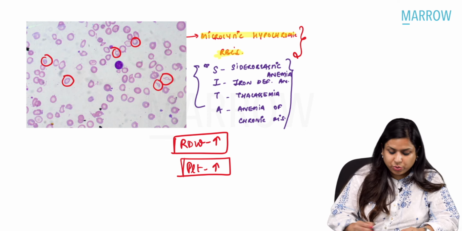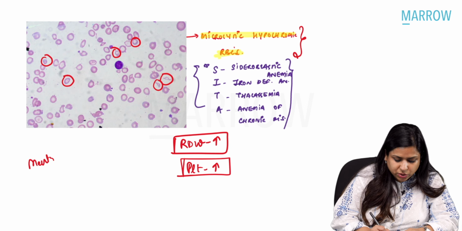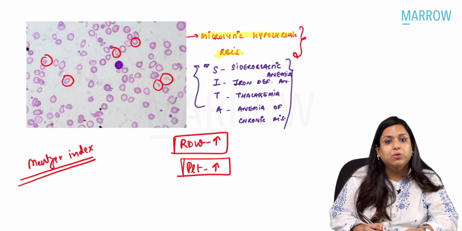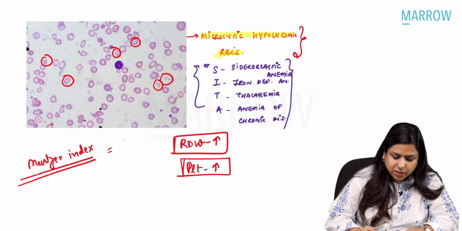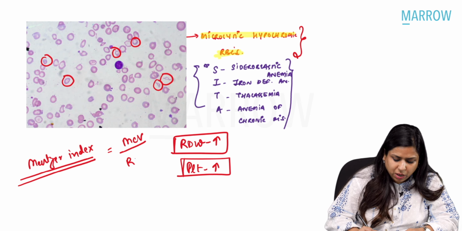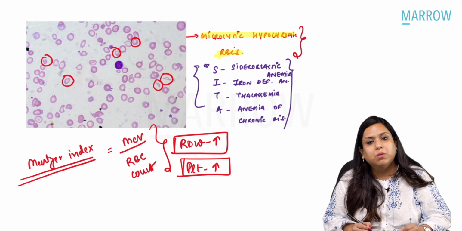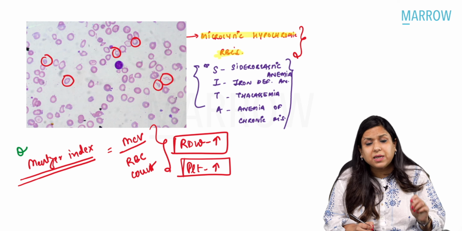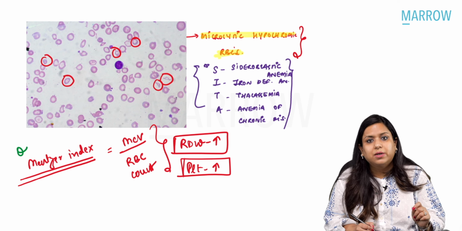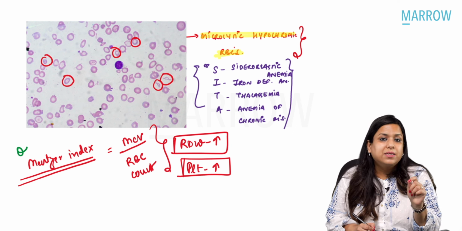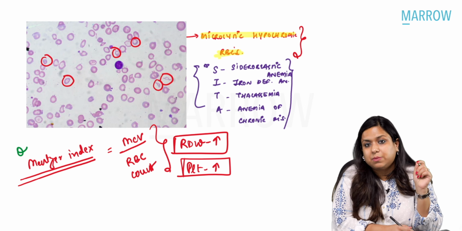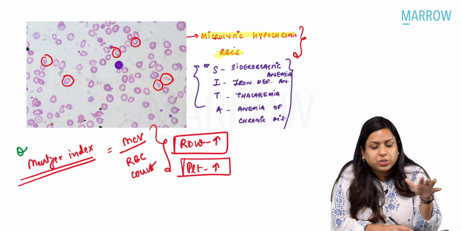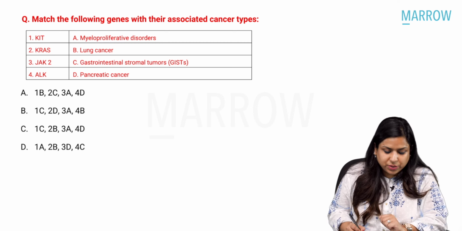Another important thing which you need to know of is something which is called the Mentzer index. There are MCQs on that also. What is Mentzer index? It is MCV upon RBC count. What is the formula? It is MCV upon RBC count. That is the Mentzer index. That is another MCQ. It is high, that is more than 13 in iron deficiency anemia and less than 13 in thalassemia. That is another MCQ which you need to know of. Understood? Okay, let's move to the next question.